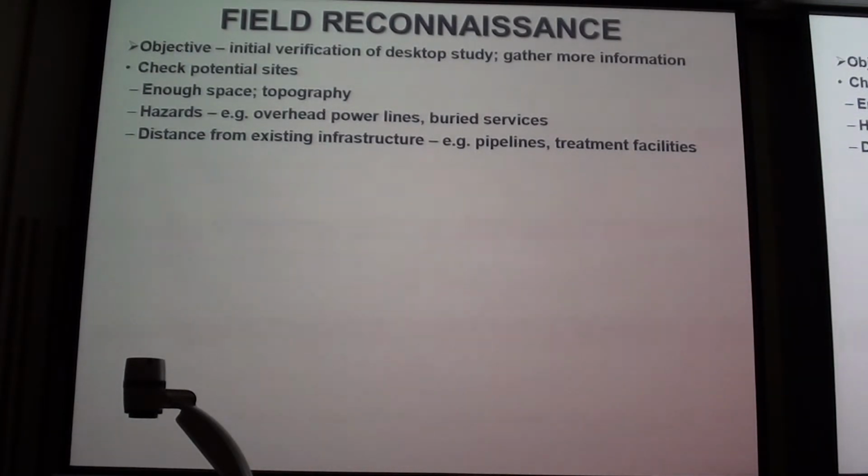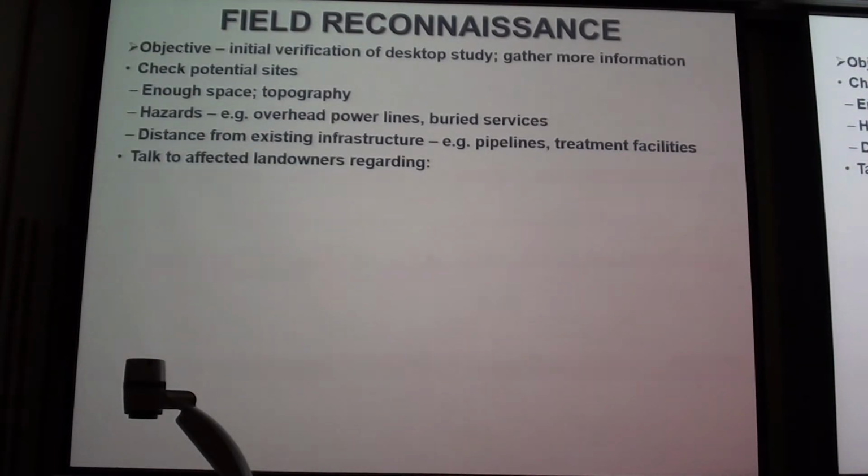Distance from existing infrastructure. So I said before, piping water or piping anything costs a lot of money per kilometre. It's a huge expense. So you want to be constructing your wells as close as possible to existing infrastructure, water treatment plants, and existing pipelines.